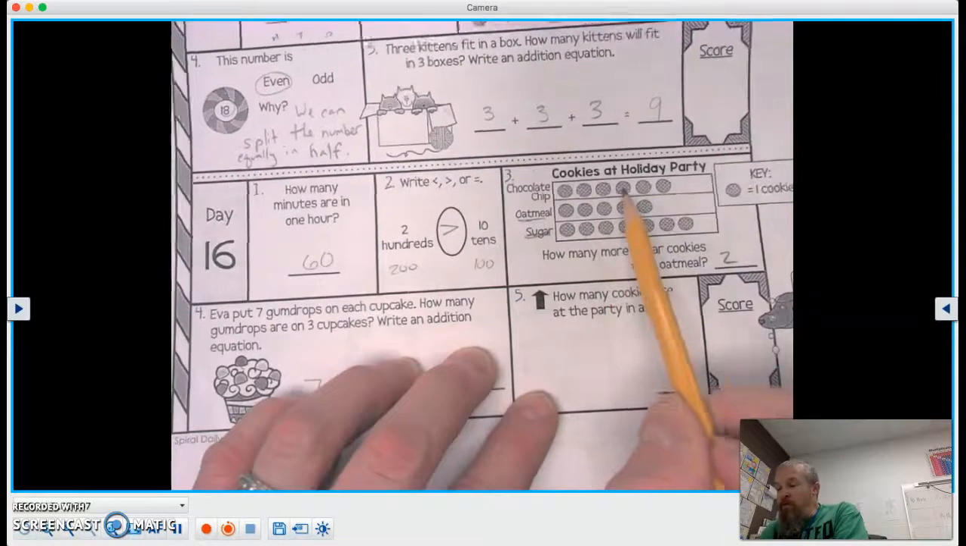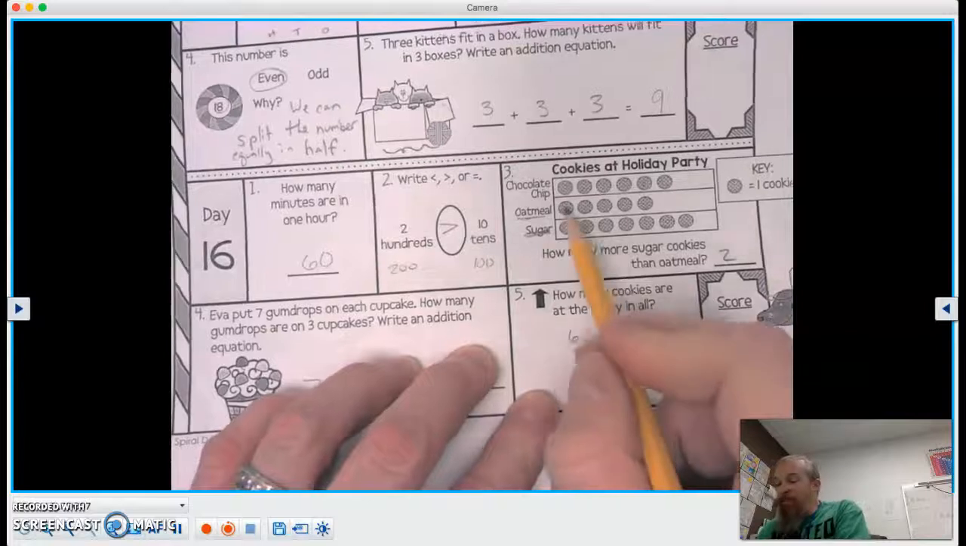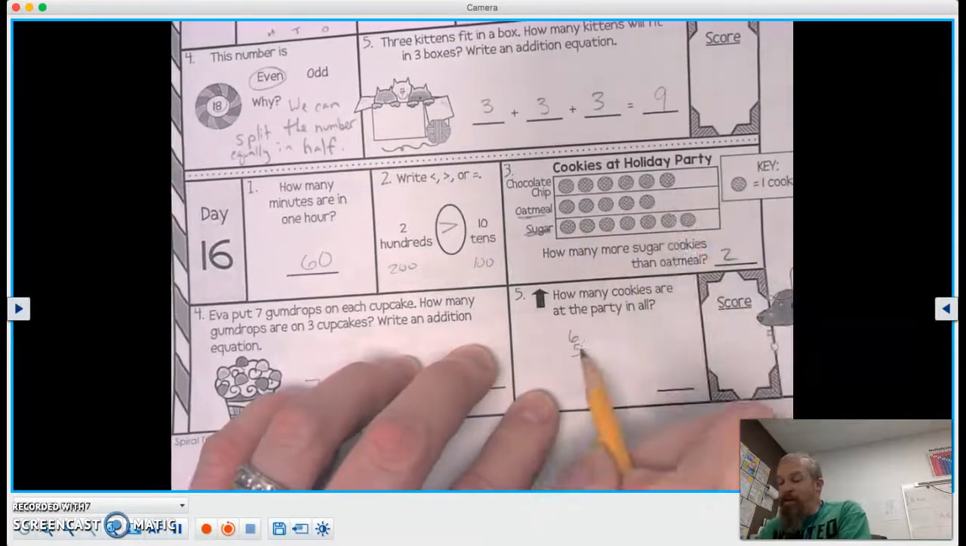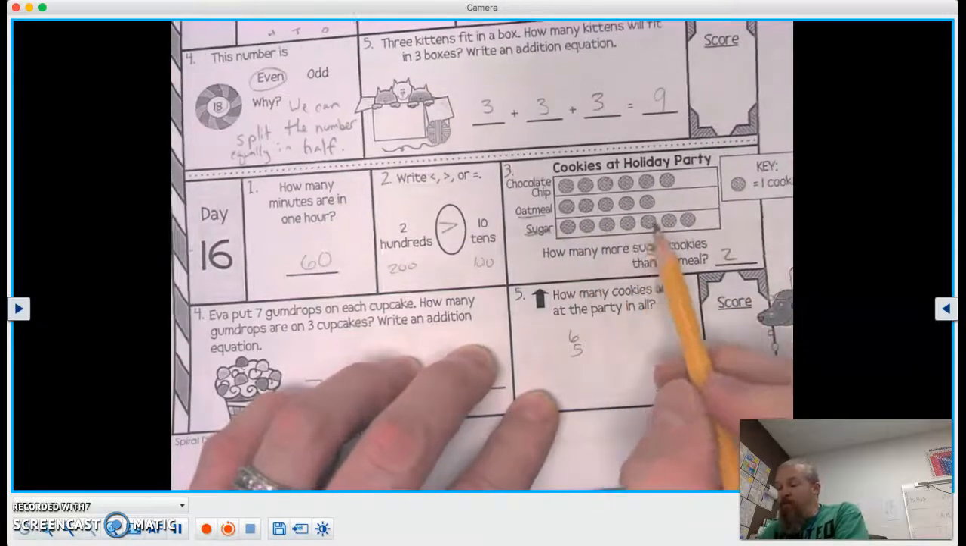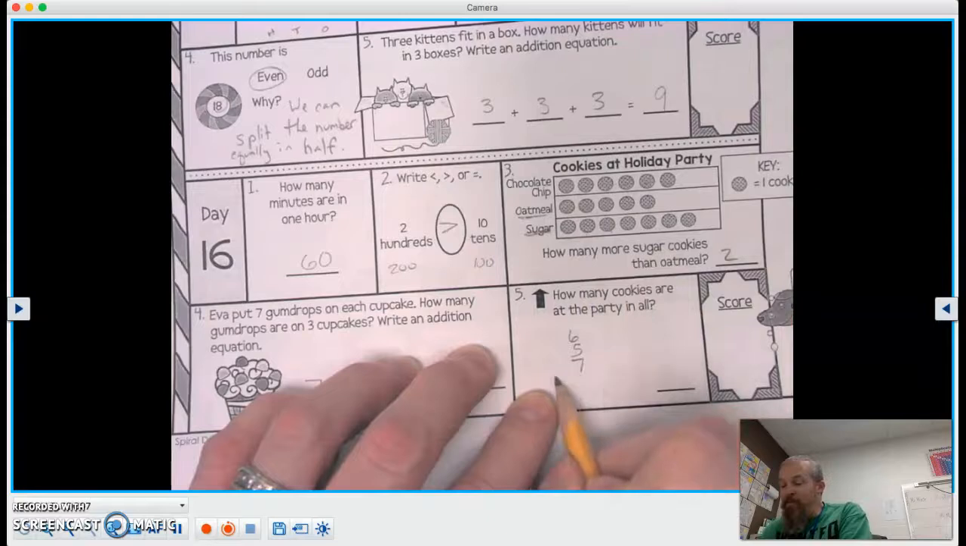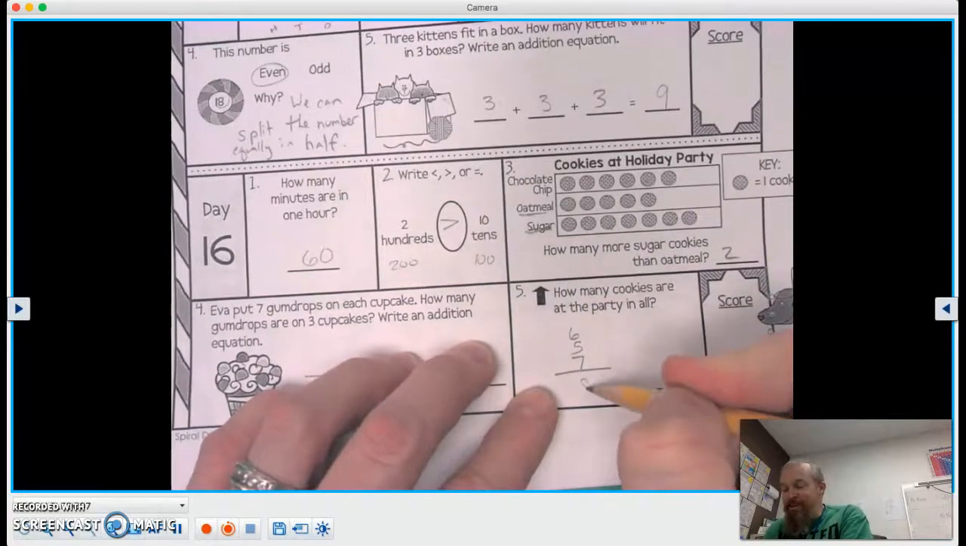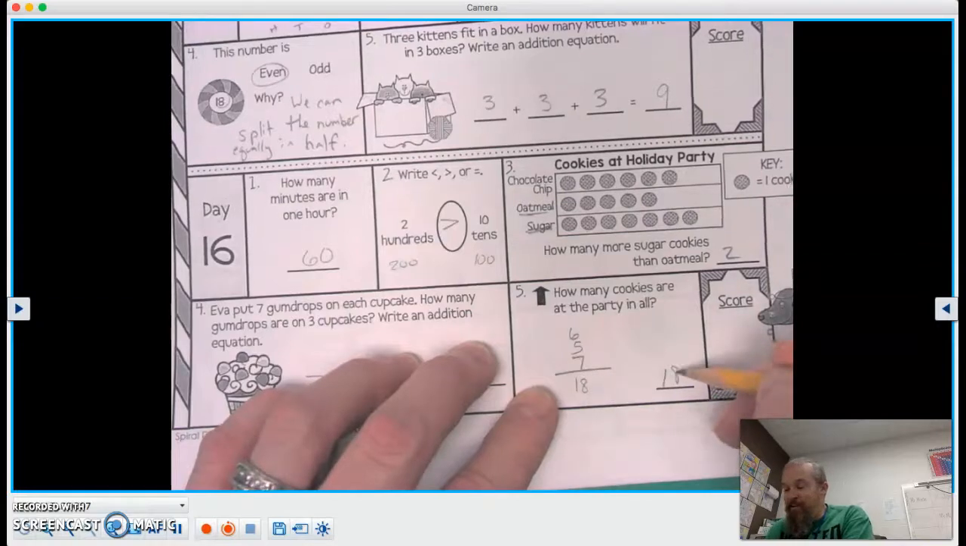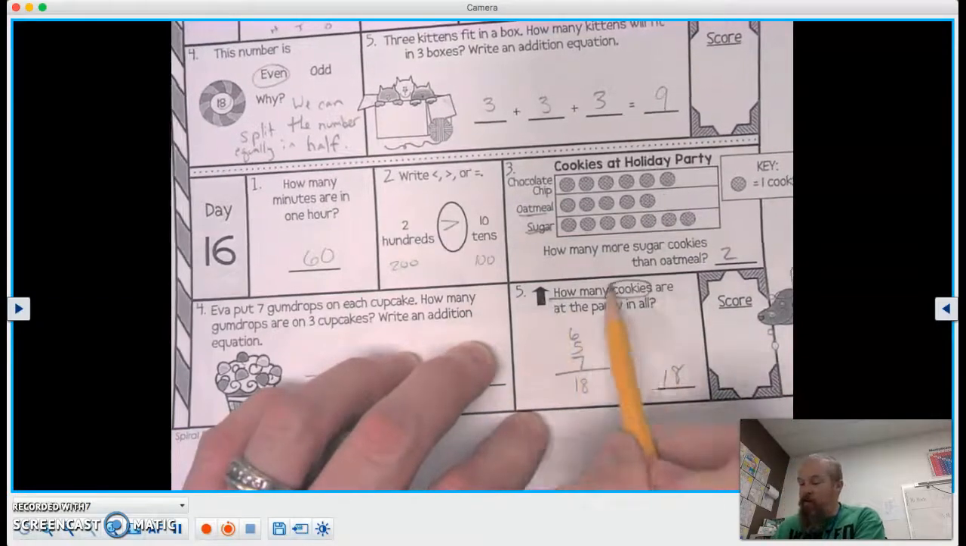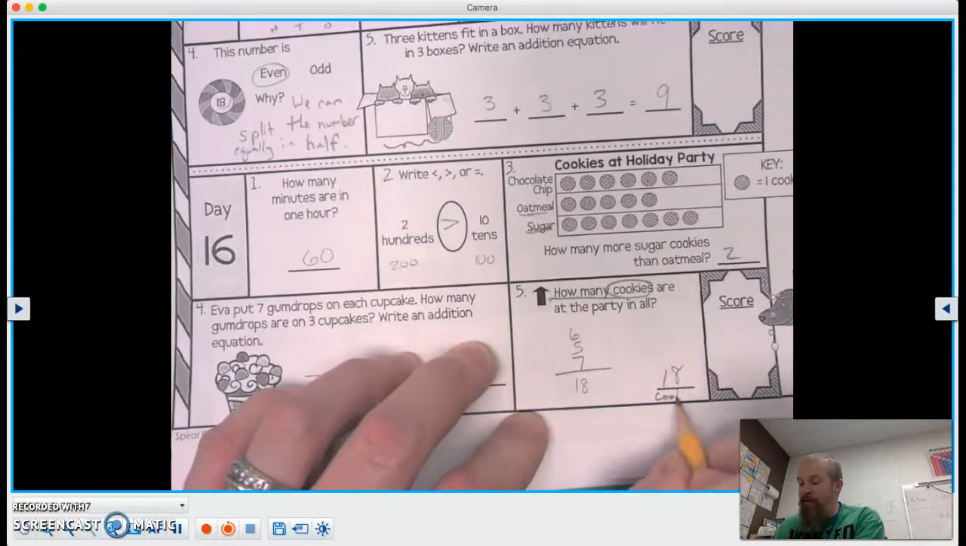How many cookies are at the party in all? 1, 2, 3, 4, 5, 6. 1, 2, 3, 4, 5. And 1, 2, 3, 4, 5, 6, 7. Okay? 6 plus 5 is 11. Plus 7 more is 18. How many cookies? 18 cookies.